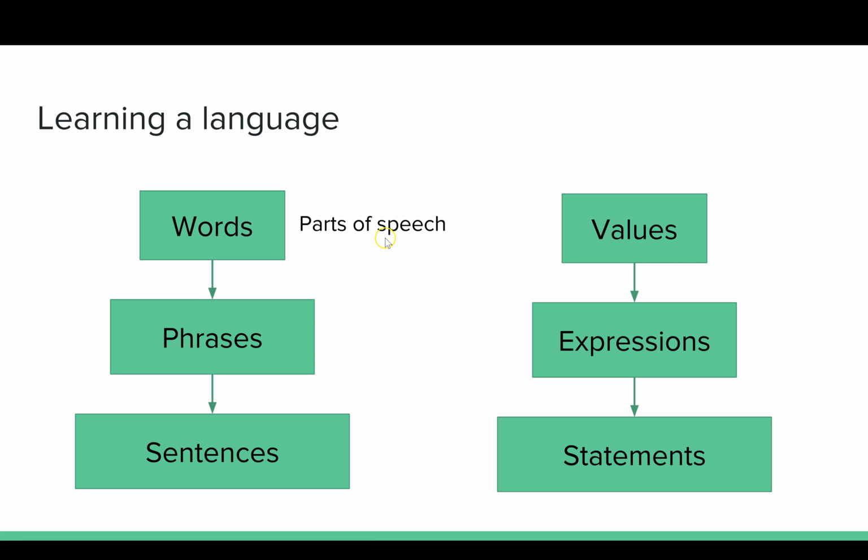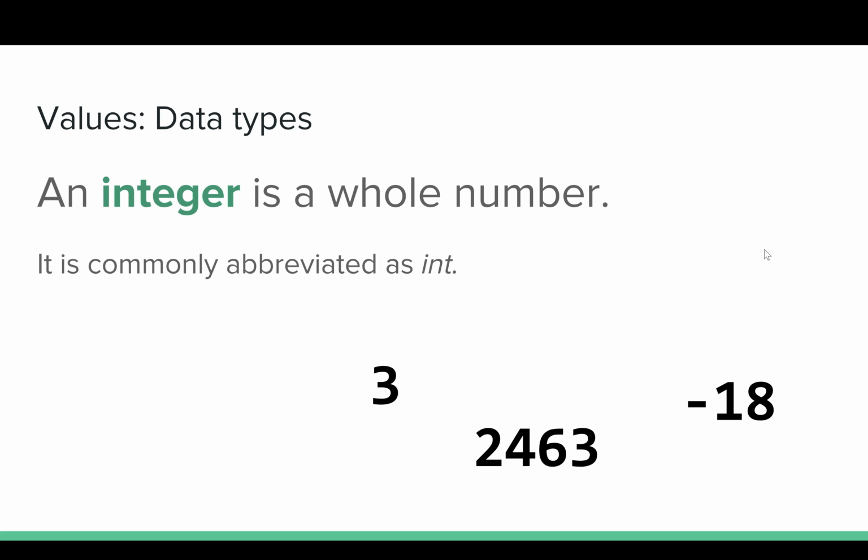In words, we have different parts of speech, like a noun, verb, and other things. Similarly, for values, we have different data types, and we will see three data types today. First is the integer. An integer is a whole number, commonly abbreviated as an int. Examples are positive numbers, single digit, many digits, and negative numbers.